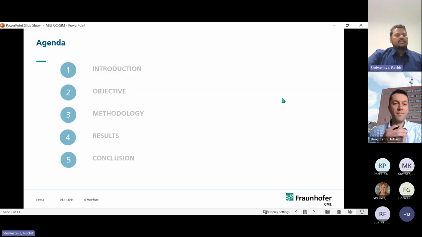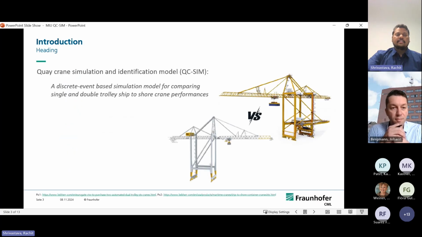These are the topics we are going to cover in today's presentation. The next slide is the introduction. So what is the Quay crane simulation and identification model? Basically, it's a discrete event simulation model where we are comparing the performances of single trolley and double trolley ship-to-shore cranes, and we are evaluating the performances based on a hypothetical vessel storage plan.